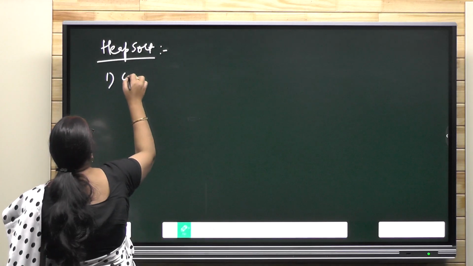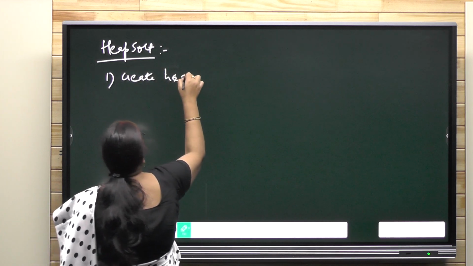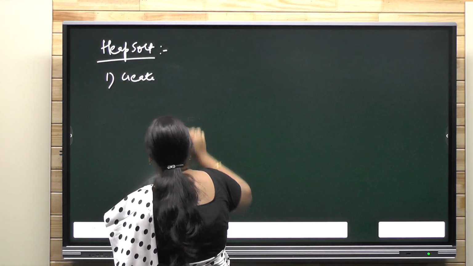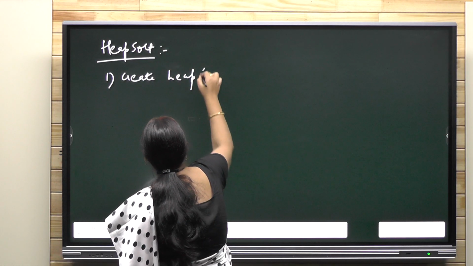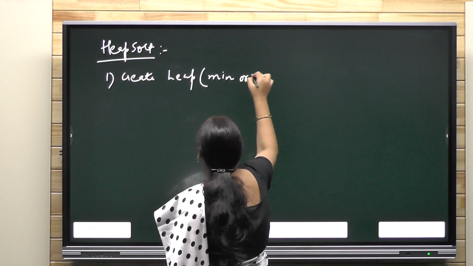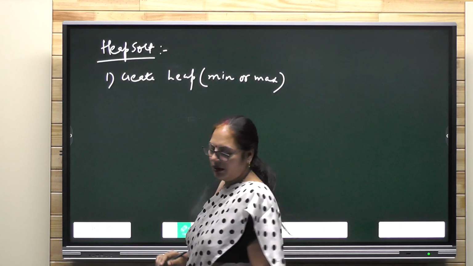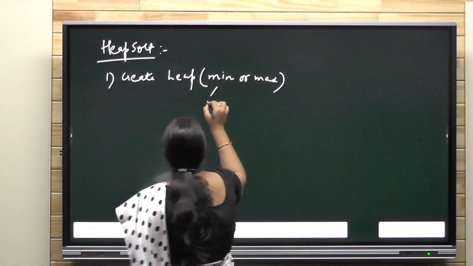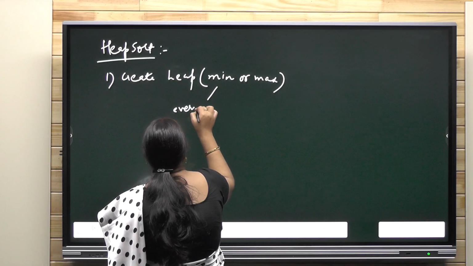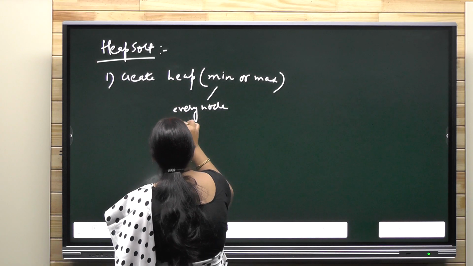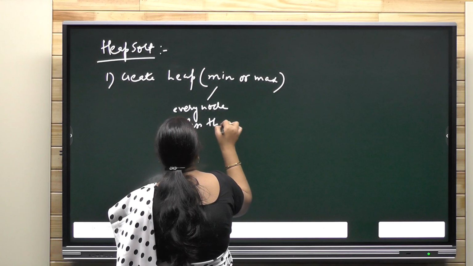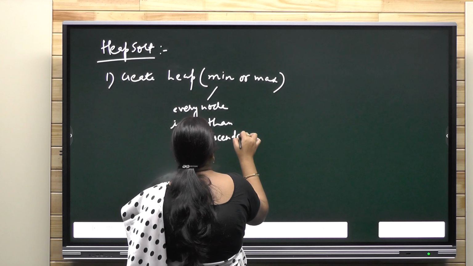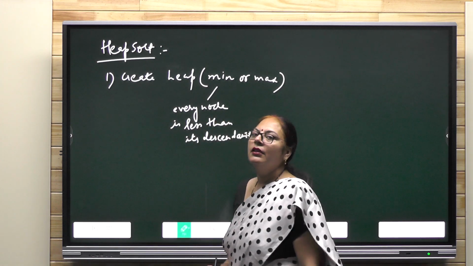The first step is that we have to create a heap. When we are creating the heap, remember, we are going to create either a min heap or a max heap. Anyone can be chosen. Min heap means every node is less than its descendant nodes. This is the condition for creating the min heap.